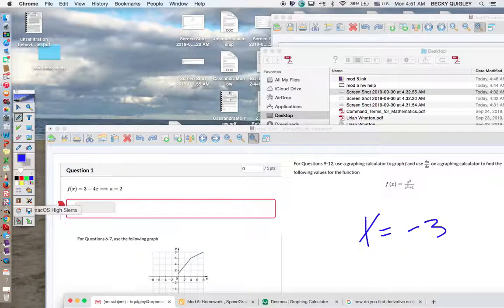Let's see if that's still pulled up. It is, so that's good. Okay, I'm trying to use my clicker there and that's not working. Perfect.